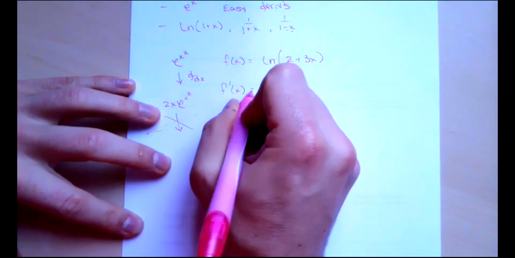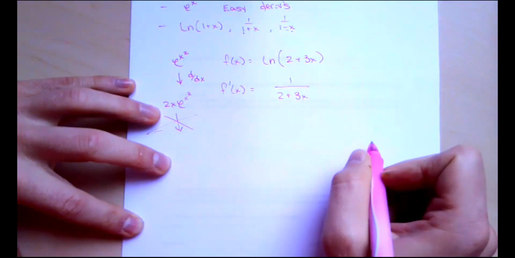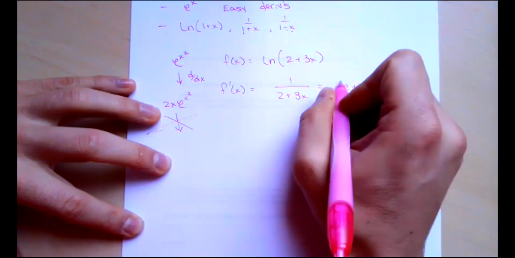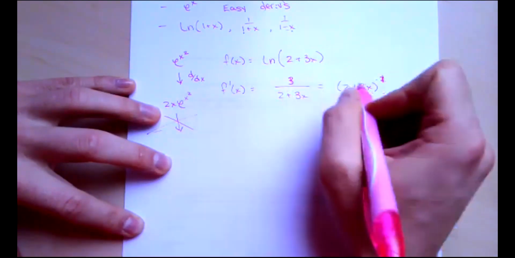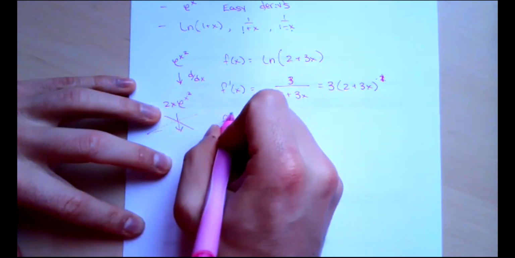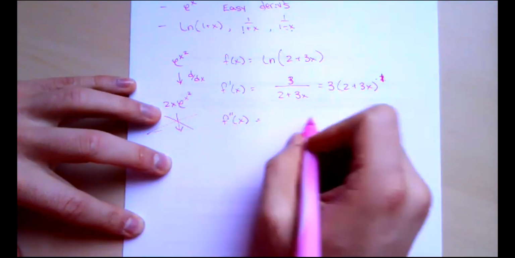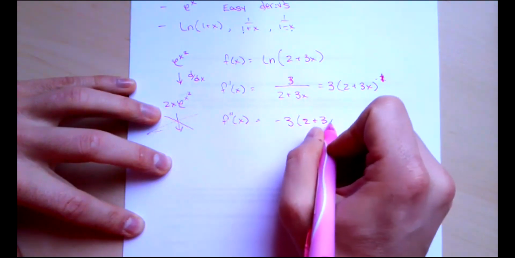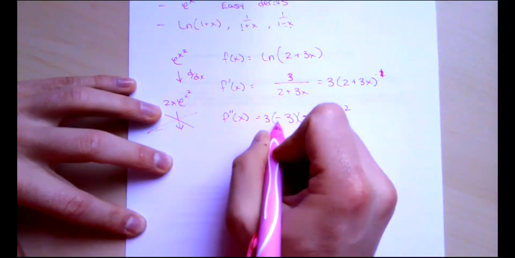And then when we take derivatives, I get 1 over 2 plus 3x. It might be easiest to write it as 2 plus 3x to the minus 1, but our chain rule is going to have times a 3. I take 2 derivatives, and we get now minus 3 times 2 plus 3x to the minus 2, and then I have to multiply by another factor of 3.